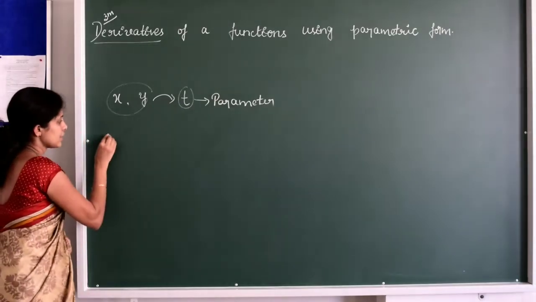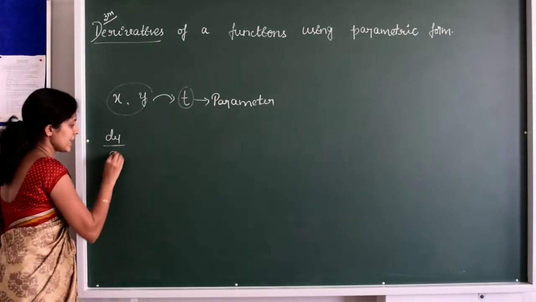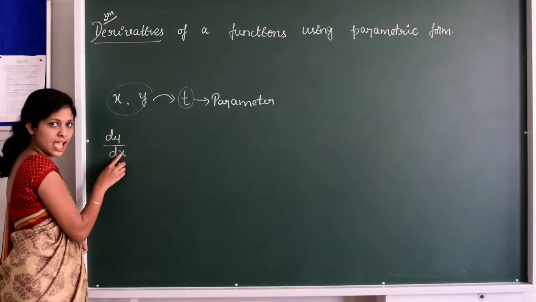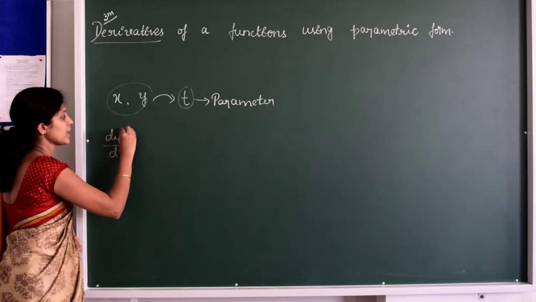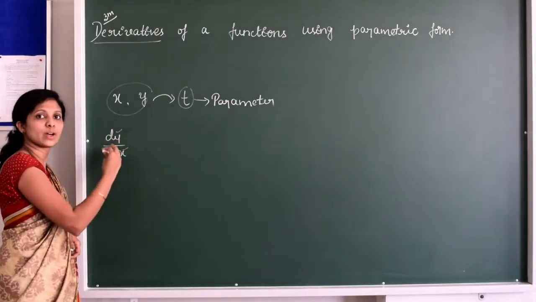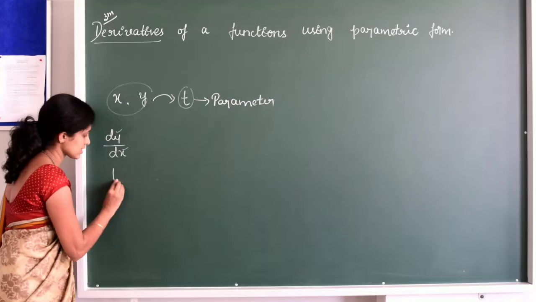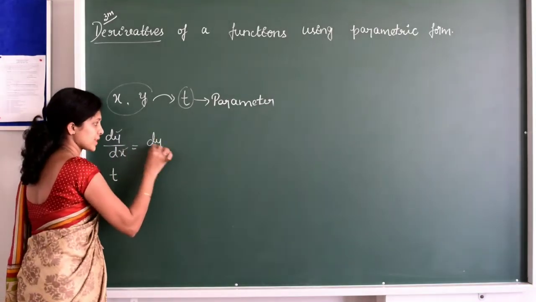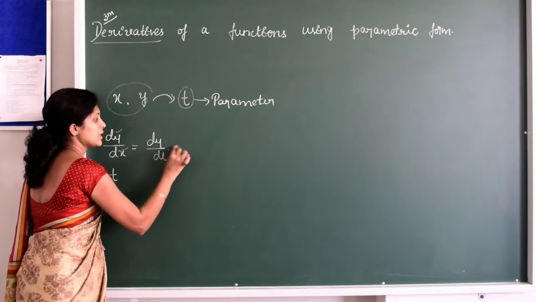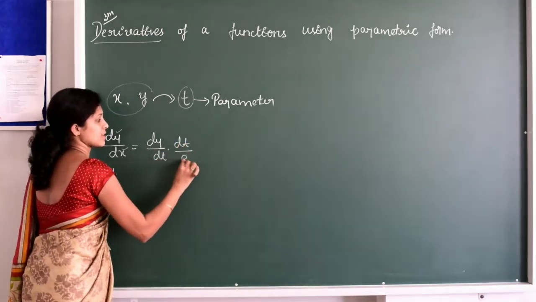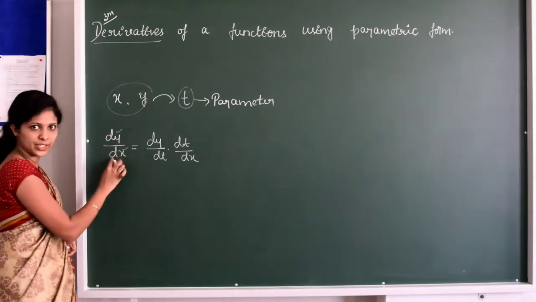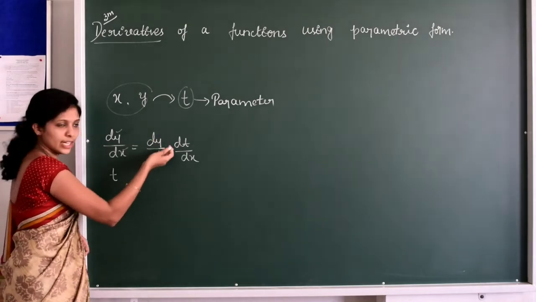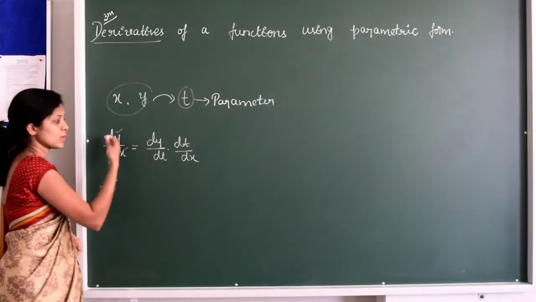For example, let me consider dy by dx. Now I have to differentiate the function y with respect to x. And here two variables are there, that is y and x. I have to express this by using another variable. Let me consider that variable as t. So this I can write as dy by dt into dt by dx. Is it clear? Both are same. dy by dx can be written as dy by dt into dt by dx.